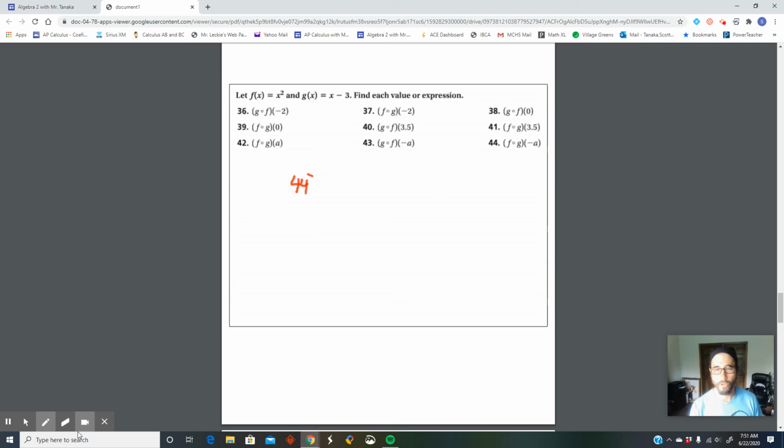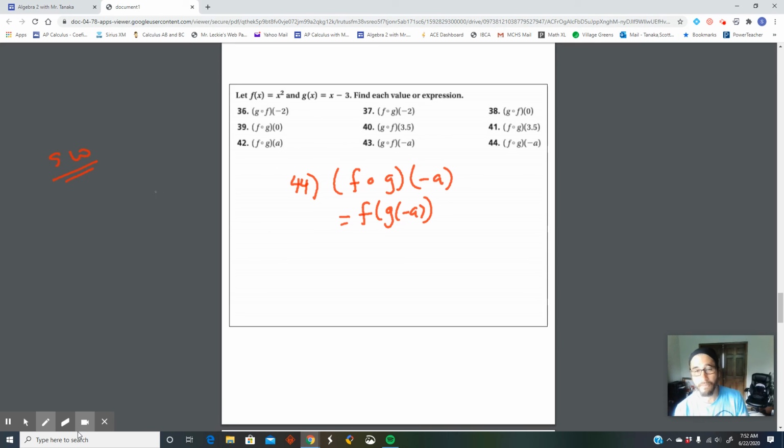Okay, so here we go, 44. And in 44, it's f this time, composite G, and this time we have a variable. Okay, it's -a, and that's okay. It's still just the first step, though. What does a composite function mean? Well, that means it's f of G of -a. And same thing, like I said before, a lot of students buy into this side work, and it ends up being really helpful because you can stay really organized. And we're going to find out what G of -a is.